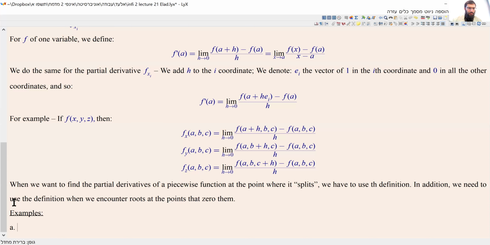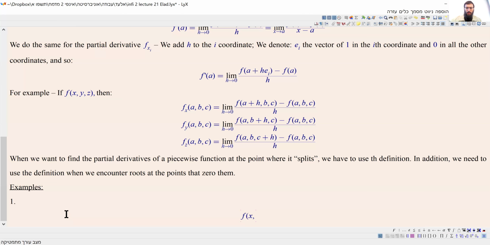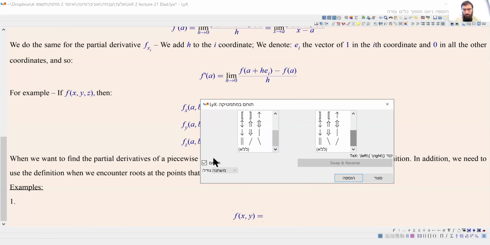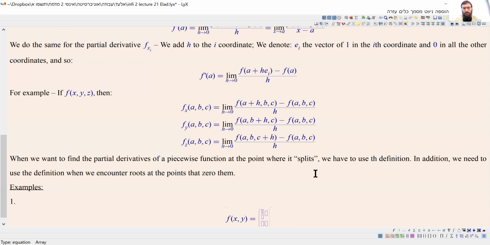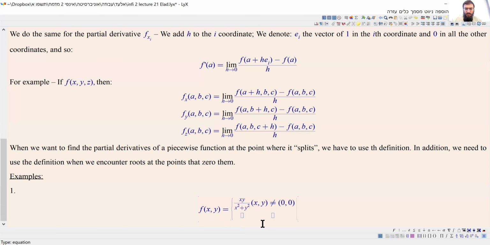Example A. The function f(x, y) is the following: x multiplied by y over x squared plus y squared, wherever x and y are not 0, and let it be 0 where x and y are 0.